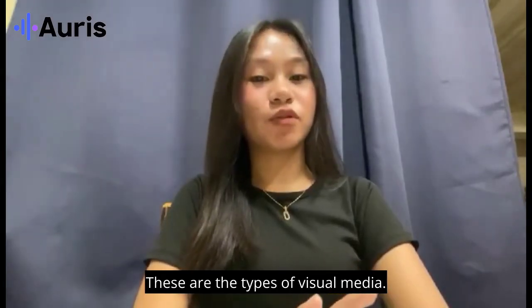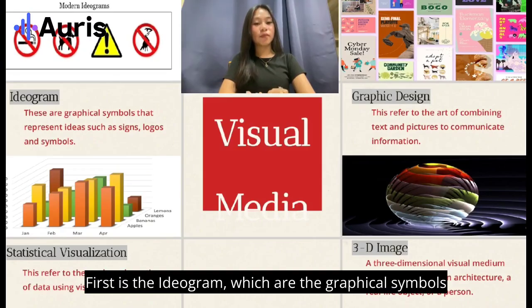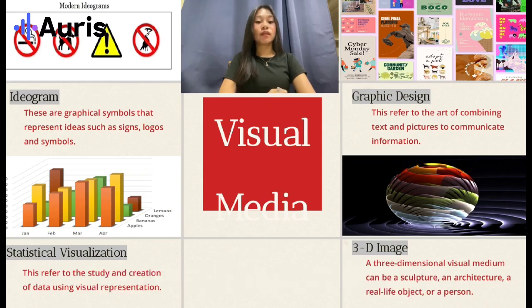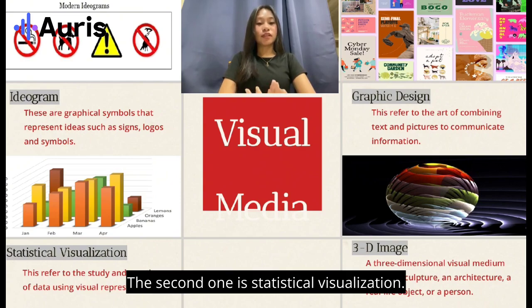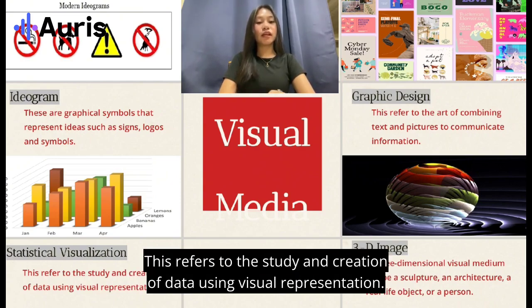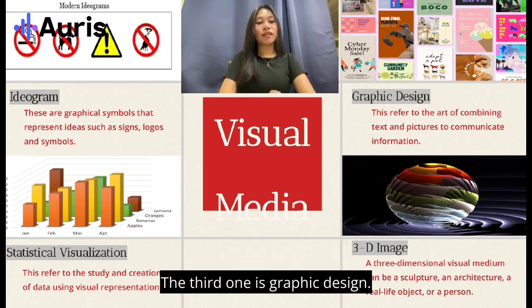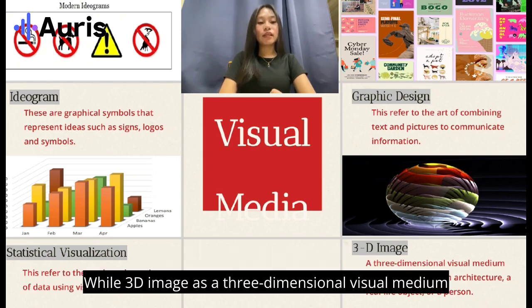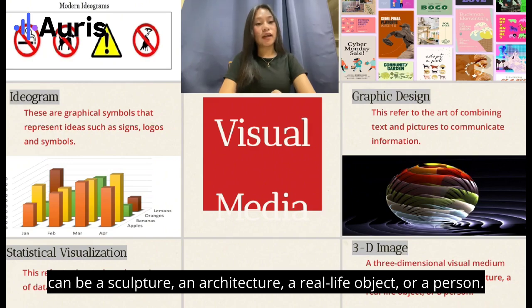These are the types of visual media. First is the ideogram, which are the graphical symbols that represent ideas such as signs, logos, and symbols. The second one is statistical visualization. These refer to the study and creation of data using visual representation. The third one is graphic design. This refers to the art of combining text and pictures to communicate information. While 3D image is a three-dimensional visual medium, can be a sculpture, an architecture, a real-life object, or a person.